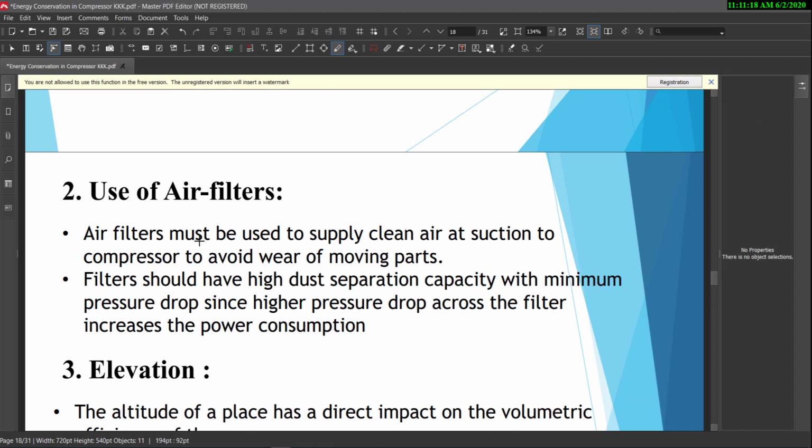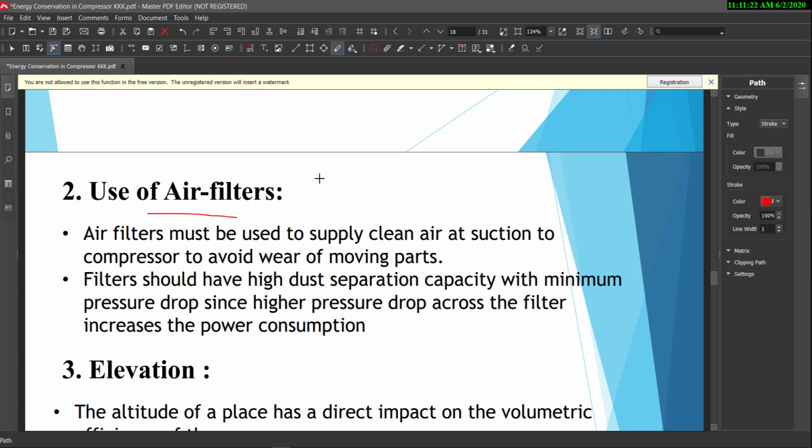And the second one is the use of an air filter. The filter is one of the main factors that affect energy consumption. Air filters must be used to supply clean air at the compressor suction to avoid wear of moving parts. And the filter should have high dust separation capacity with minimum pressure drop, since a higher pressure drop across the filter increases the power consumption.